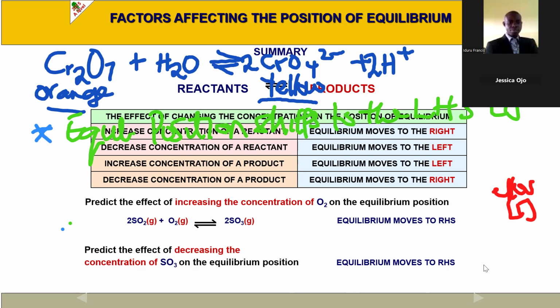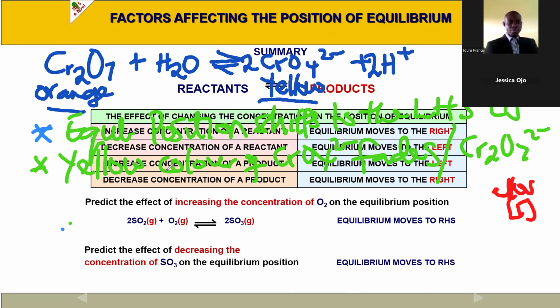Then, since the H plus will react with CrO4 2 minus, the concentration of CrO4 2 minus will decrease, meaning that the yellow color will fade. So the second mark will be yellow color of CrO4 2 minus fades, slash, the orange color becomes more intense.